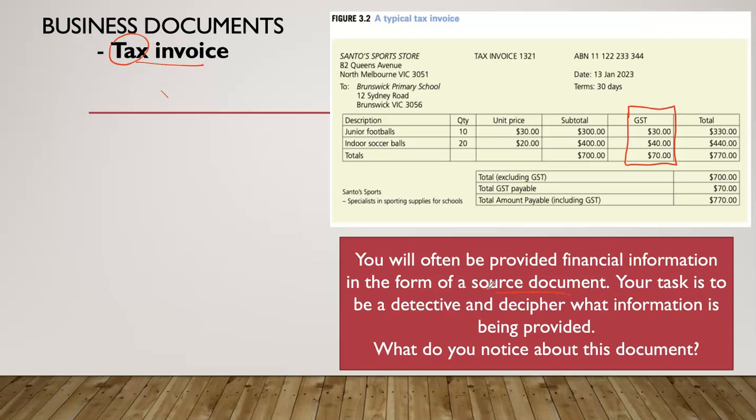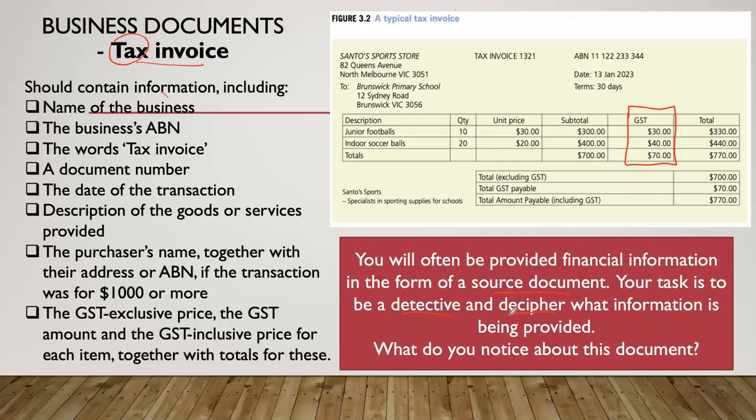Now, the key bit that I want you to understand as a Year 12 accountant is that your task is going to be being a detective because you need to decipher what information is being provided. So I want you to pause the video and try and work out what you think this transaction relates to. Can you have a guess of what this transaction is all about? There is a lot of information, so pause it and try and work it out. Hopefully, you got something in your mind of what this transaction is, but there is a lot of information.